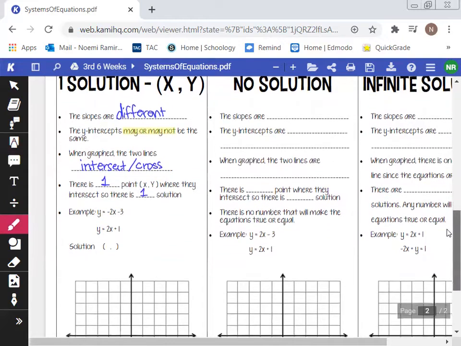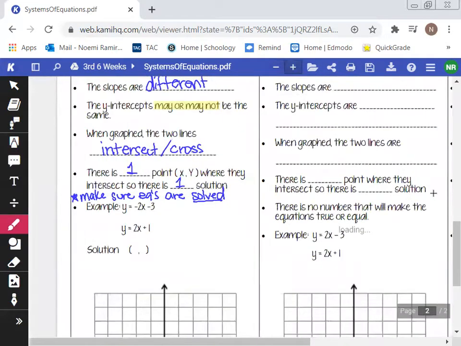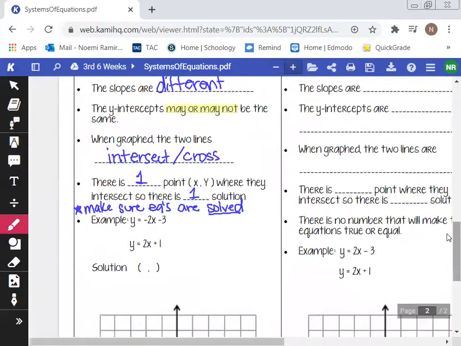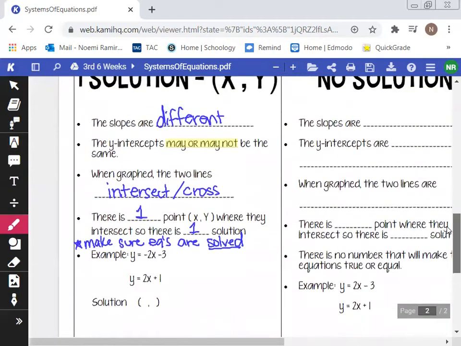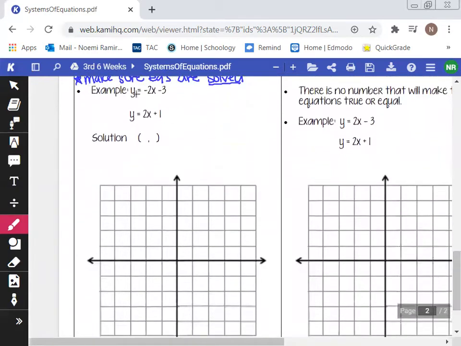Now, when you're graphing these equations, it's very important to remember to make sure your equations are solved. Make sure your equations are solved. Let me zoom in, just in case some of you are watching this on a phone. Okay, so let's graph these two equations.